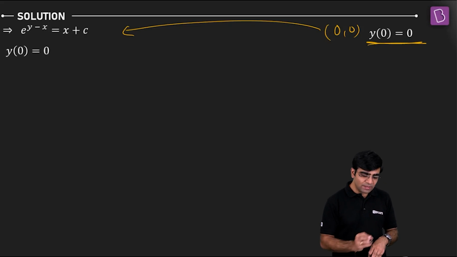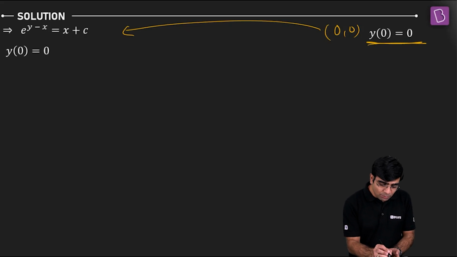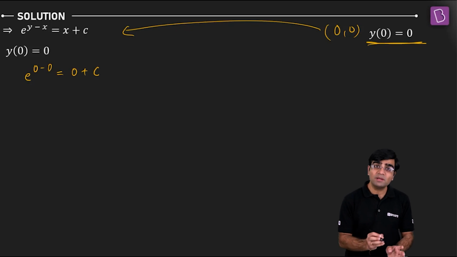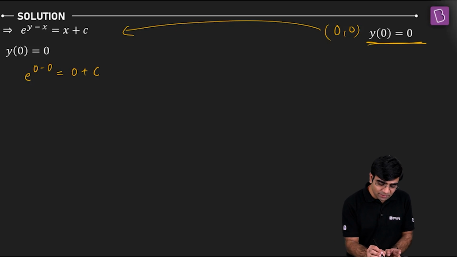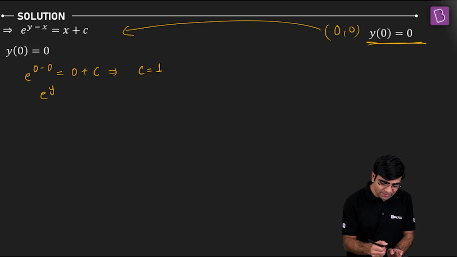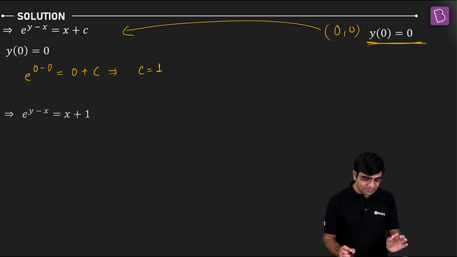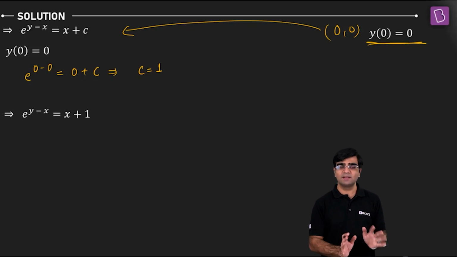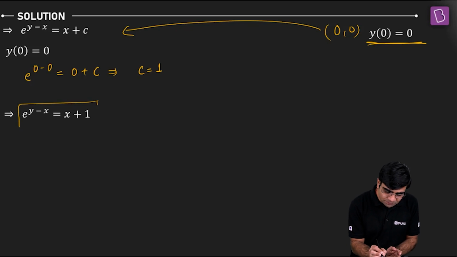The moment I satisfy the origin in this equation, what do I get? I'll put x equal to 0 and y equal to 0. We get e power 0 equal to c. If I have e power 0 equal to c, what does that imply? c equal to 1. And if c is equal to 1, I get e power y minus x equal to x plus 1. So this is my final curve.